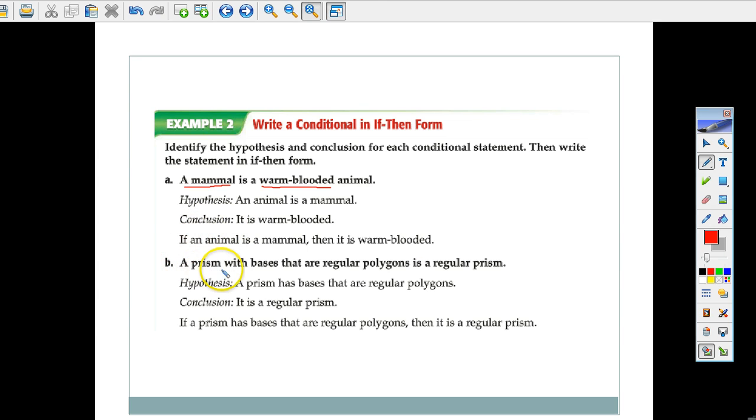B. A prism with bases that are regular polygons is a regular prism. The hypothesis part is a prism has bases that are regular polygons. Conclusion: it's a regular prism. So if you write it in if-then form, if a prism has bases that are regular polygons, then it is a regular prism.